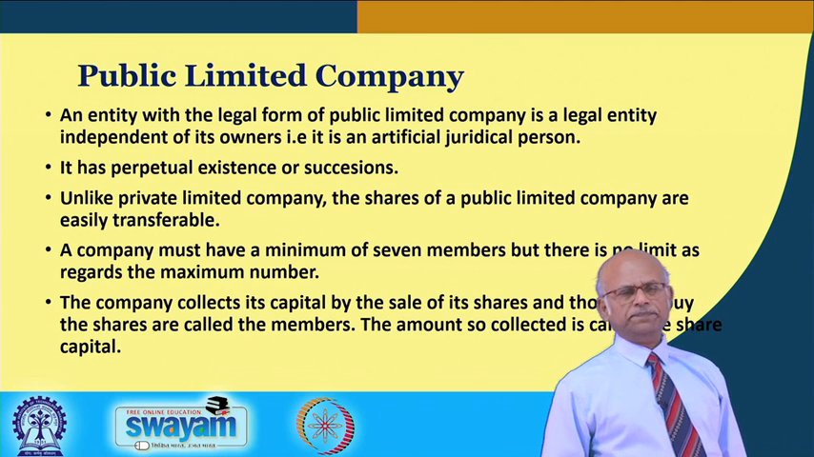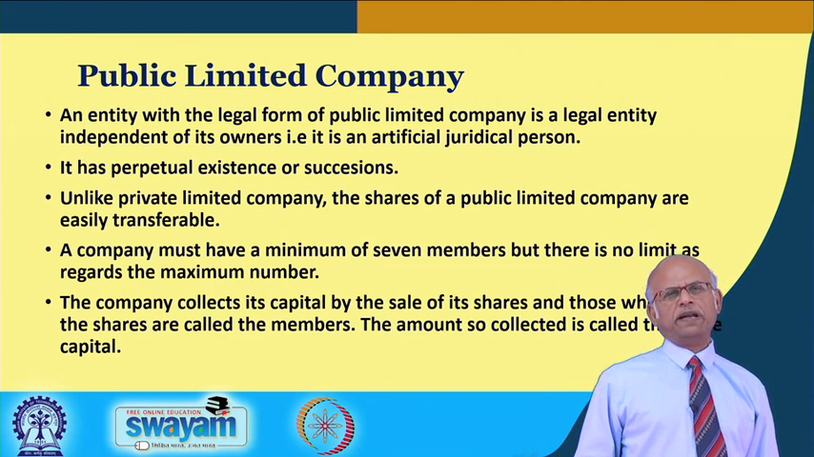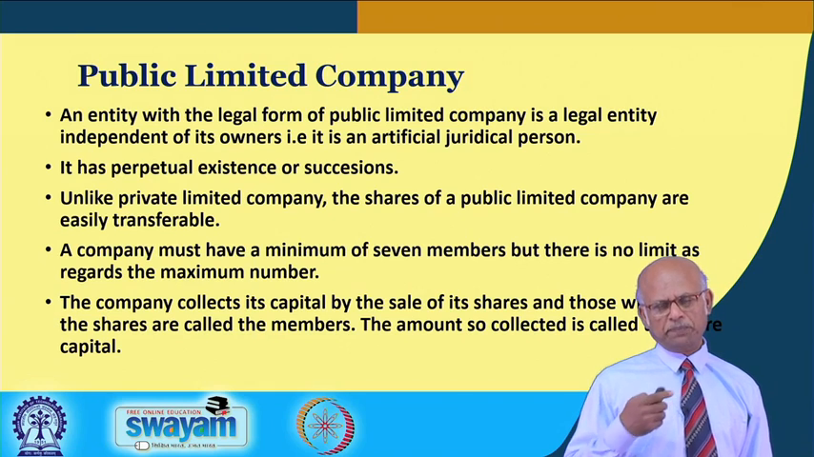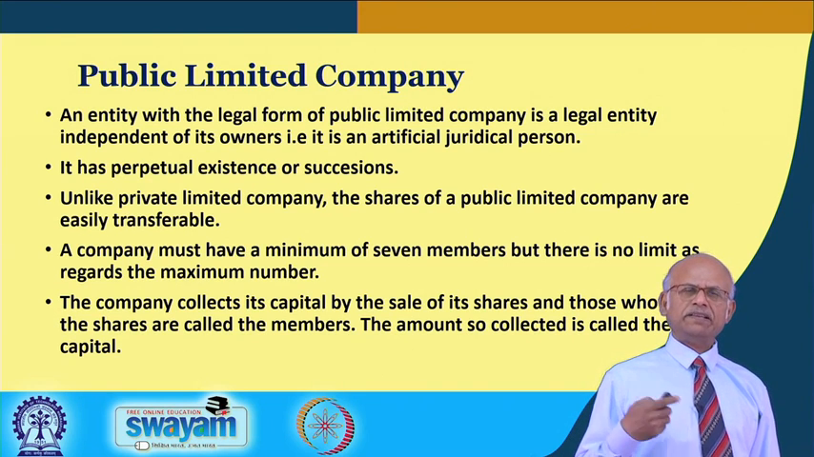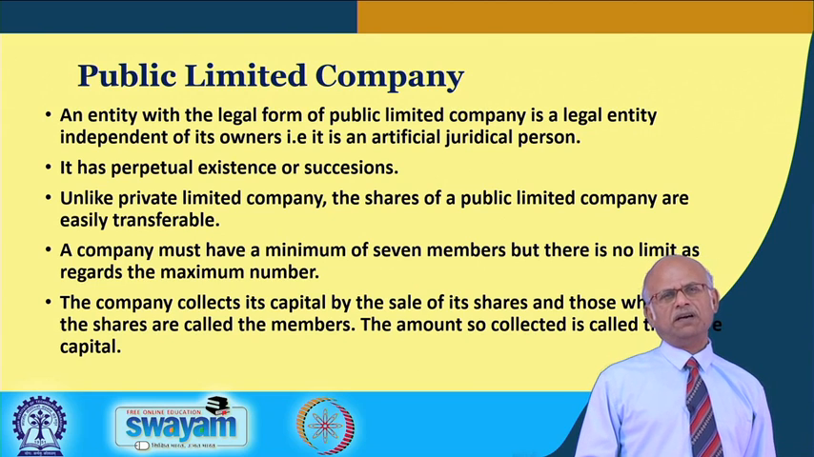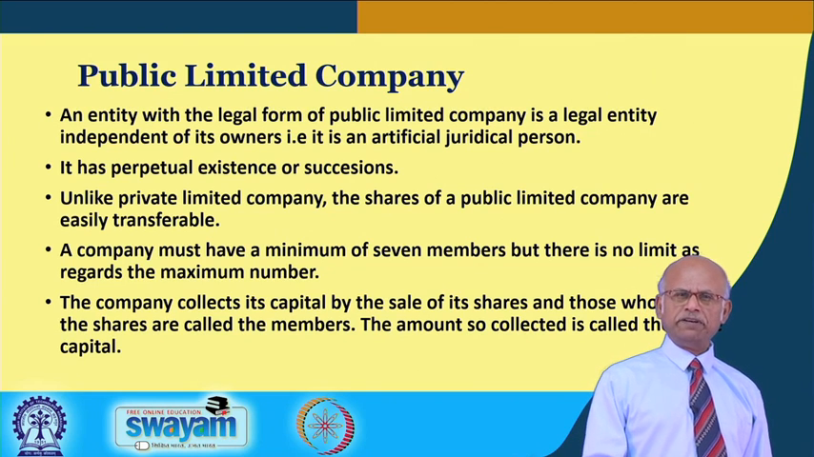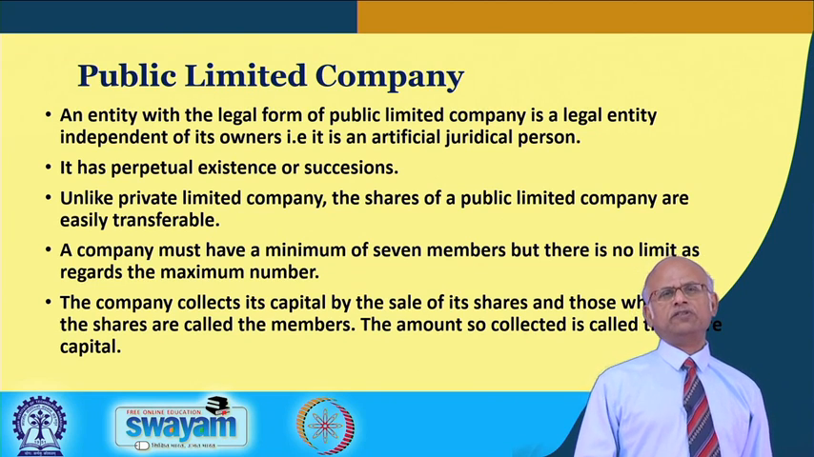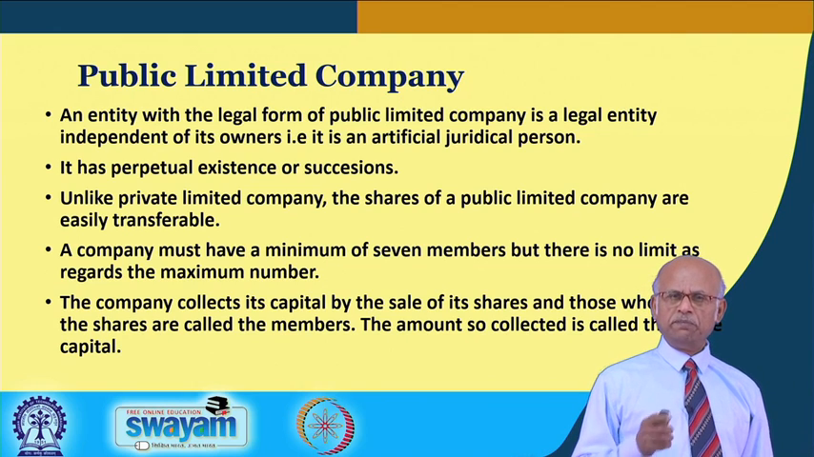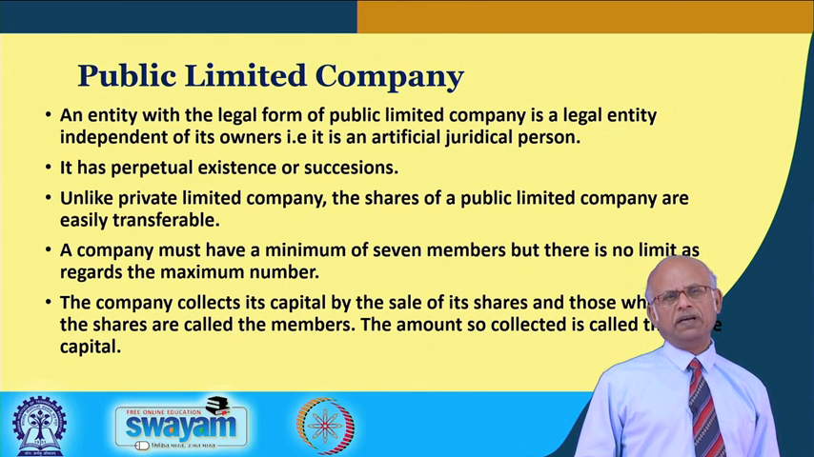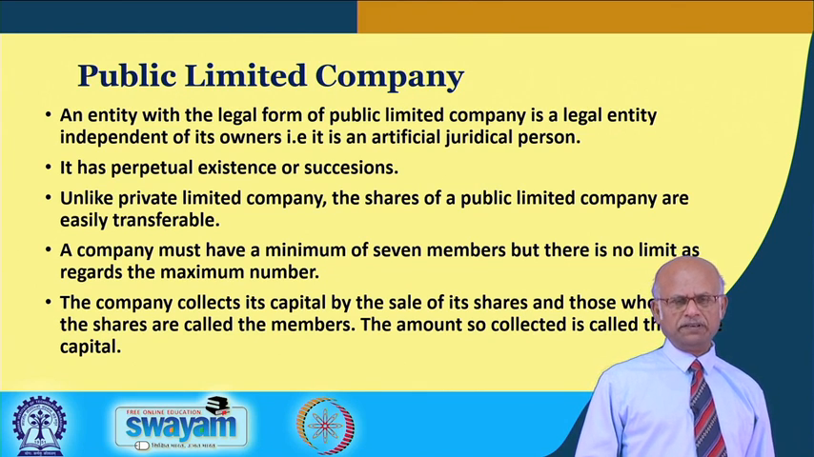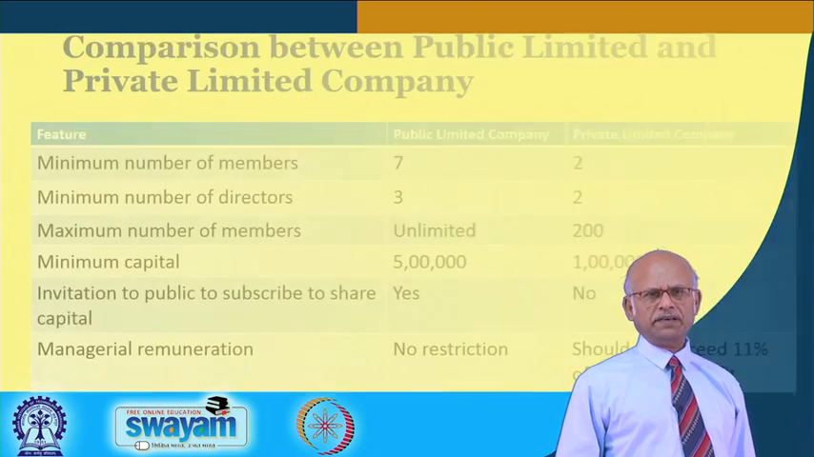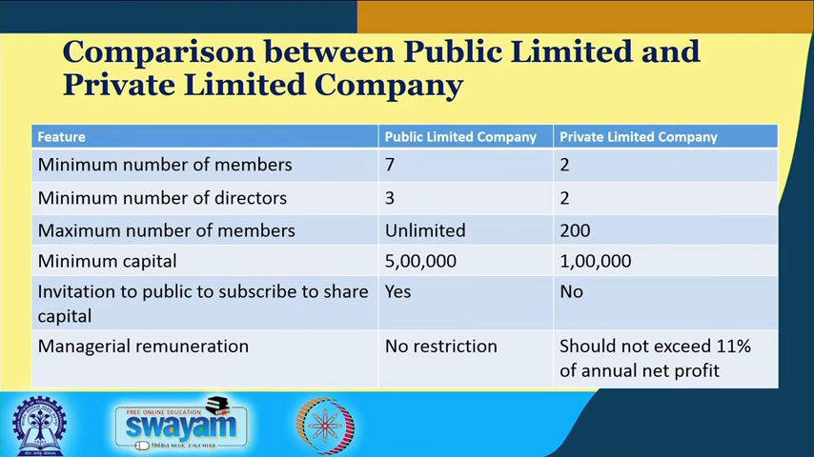Public limited company is very similar to private limited company. The major difference is that here the number of shareholders is unlimited, whereas in private limited companies the maximum members is 200. Here the minimum number is 7, and the maximum number is unlimited. One can pause and read more, and I have a chart showing the differences. I think the information will be clearer there.